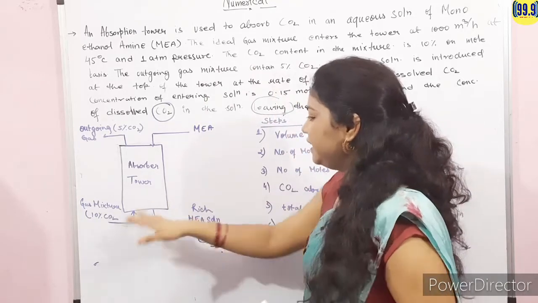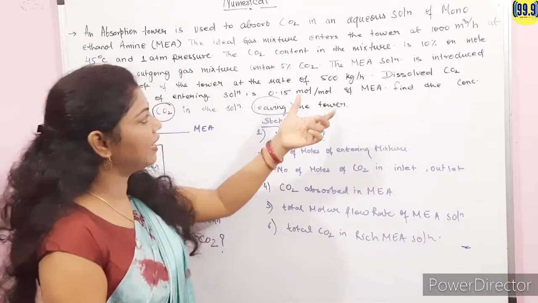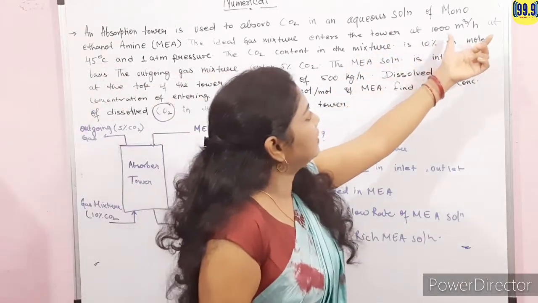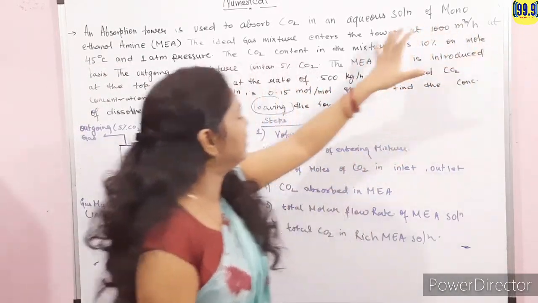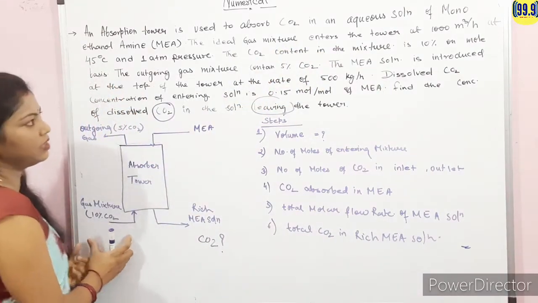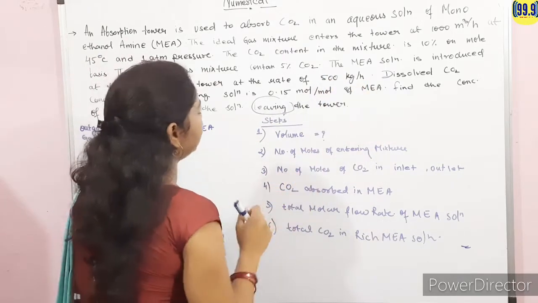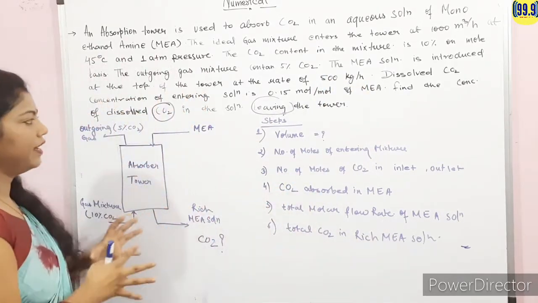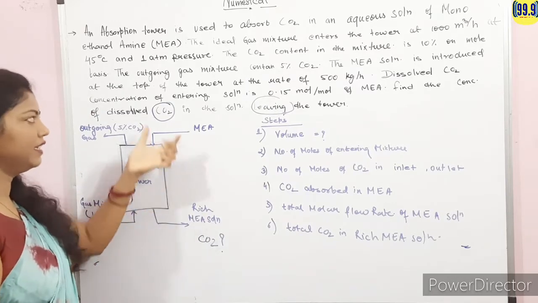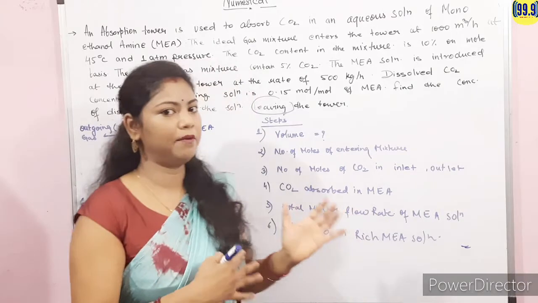These are the data which are given. The flow rate of the gas mixture input is 1000 meter cube per hour, and the solvent flow rate is 500 kg per hour. According to the question, we have to find out the concentration of CO2. So what are the steps for solving this type of question?